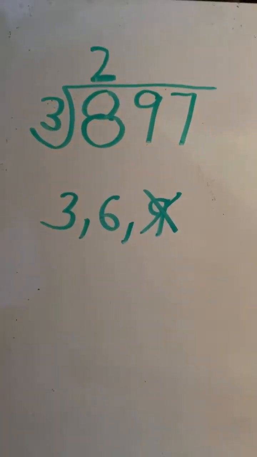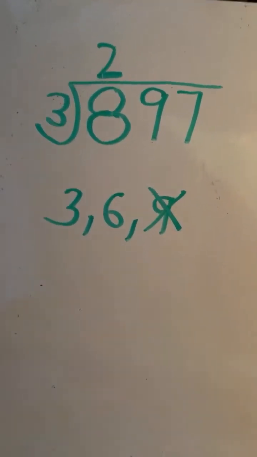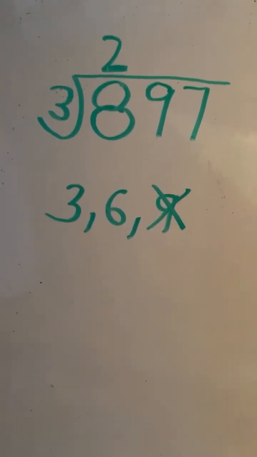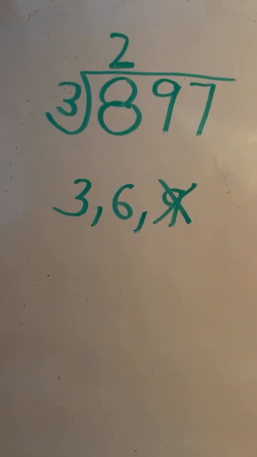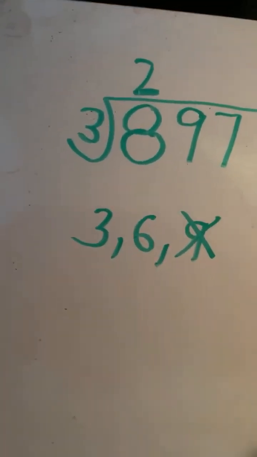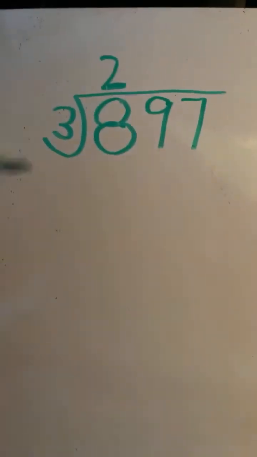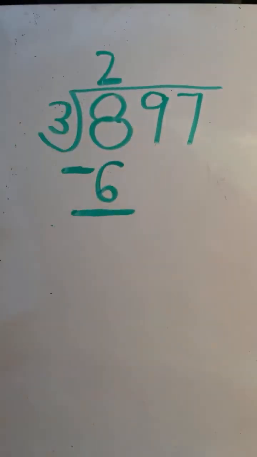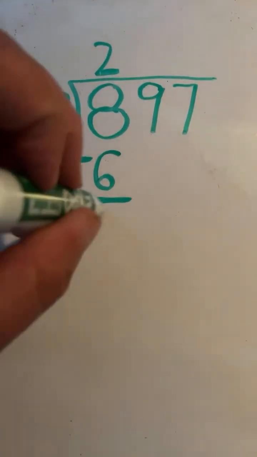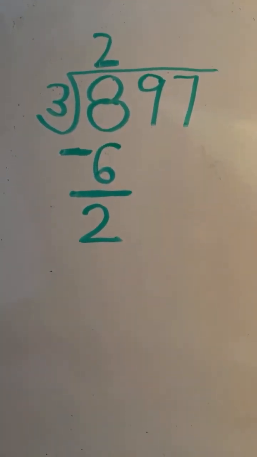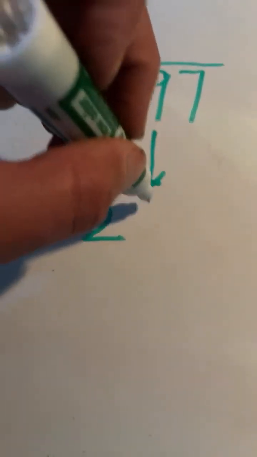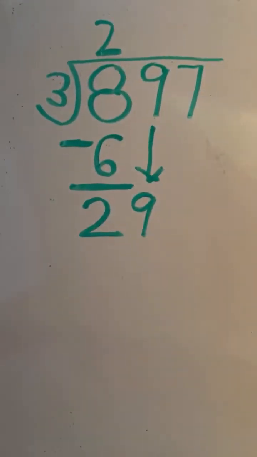There is going to be a remainder here. Now, to find the remainder, we need to subtract the closest number to 8. When we were skip counting, the closest we could get to 8 without passing the number 8 was 6. So 6 is what we subtract to find a remainder. 8 minus 6 equals 2. So we have a remainder of 2. The next step is we're going to bring down the 9. That 2 now becomes 29.